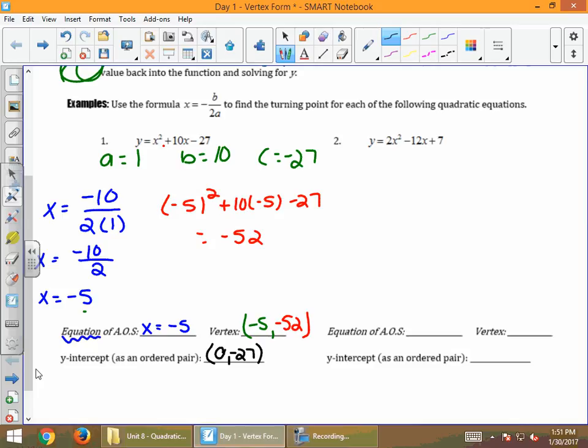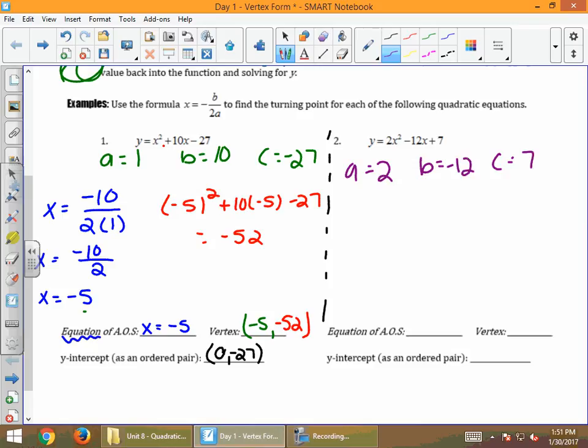Questions over that? So when it's written in standard form, that's how you find these three key parts. Same thing with 2. Go ahead and label your A, your B, and your C. What is our A? 2. What's our B? And what's our C?